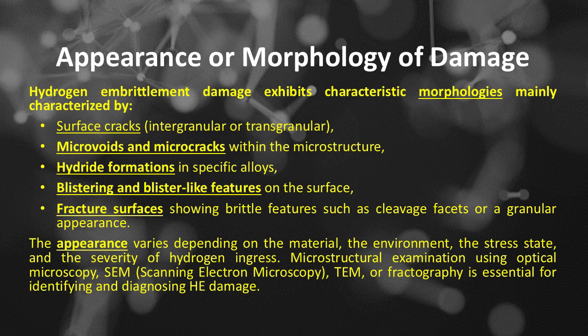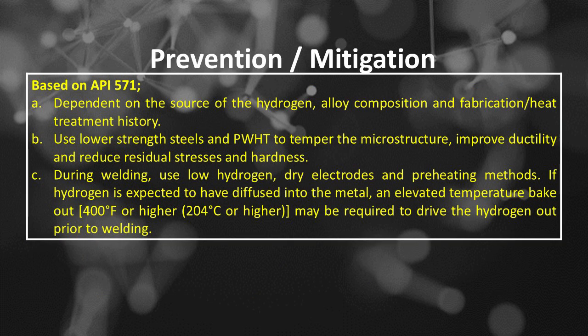Hydrogen embrittlement or HE damage prevention and mitigation based on API 571. Number A, dependent on the source of the hydrogen, alloy composition and fabrication/heat treatment history. Number B, use lower strength steels and PWHT to temper the microstructure, improve ductility and reduce residual stresses and hardness. Number C, during welding, use low hydrogen, dry electrodes and preheating methods.